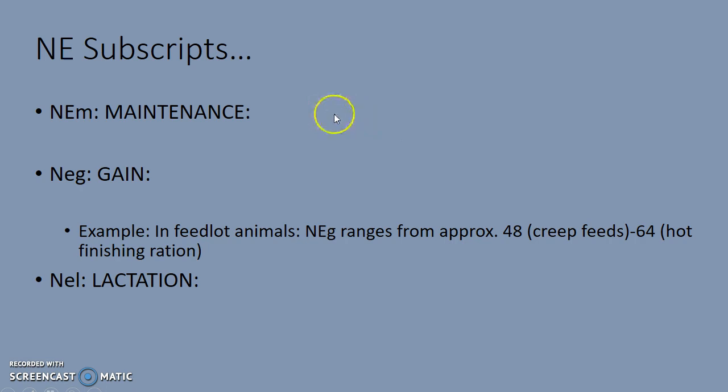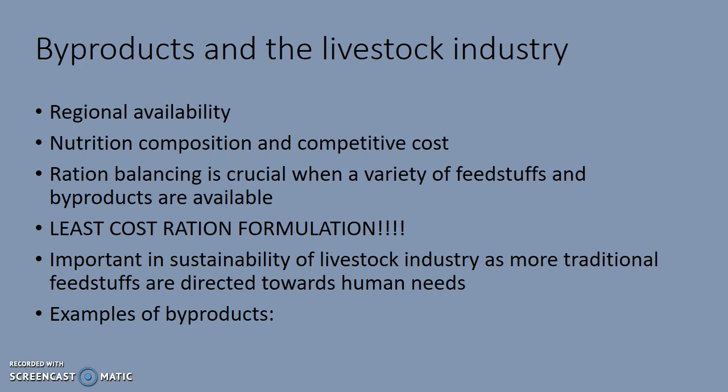But for Intro to Animal Science, I just want you to be introduced to the idea. So we have NEM for maintenance on a cow-calf, NEG for feedlot type rations, or NEL for lactation. And this would be very important for obviously the dairy cow industry. This is going to be how much energy is needed for that dairy cow to produce as much milk as possible. So hopefully that's just an introduction to basic nutrition and ration balancing information.